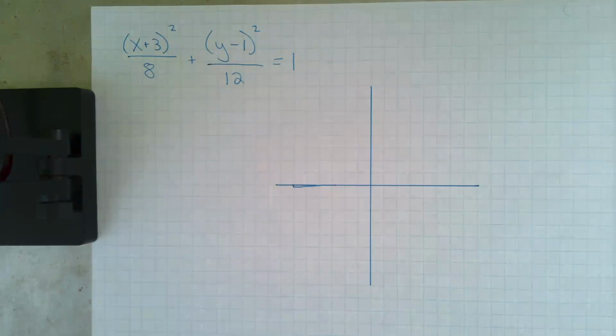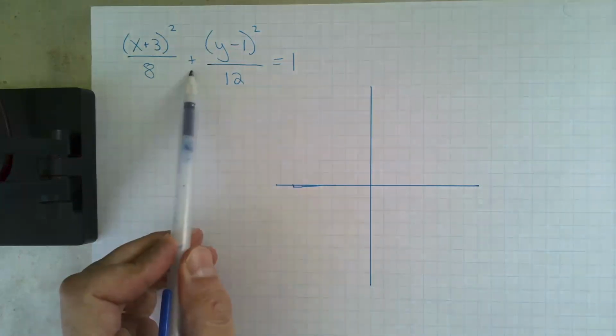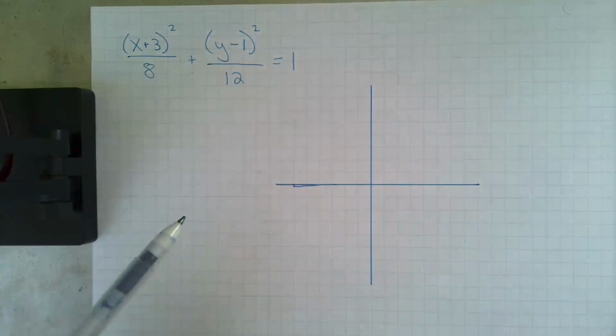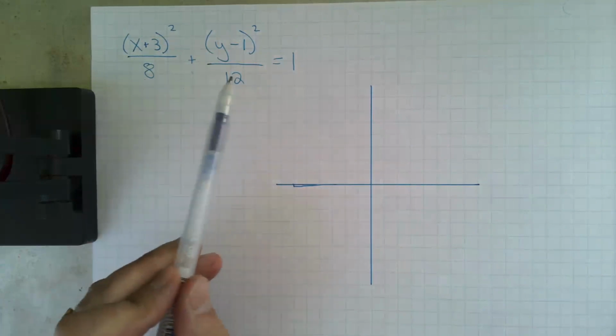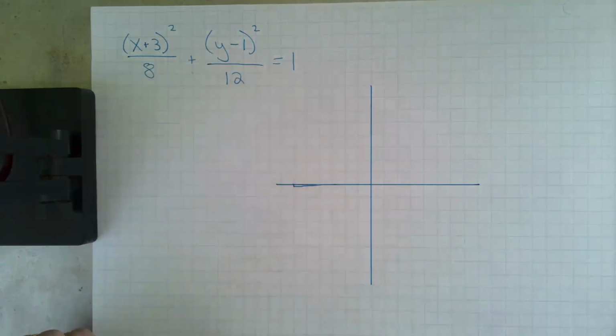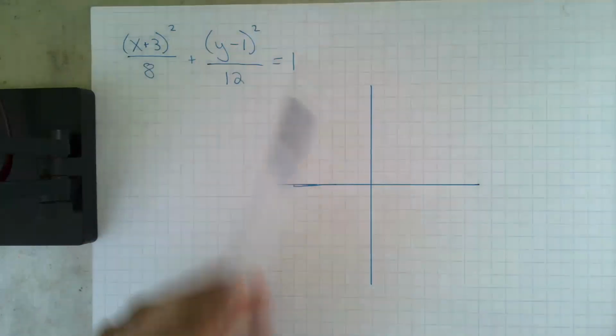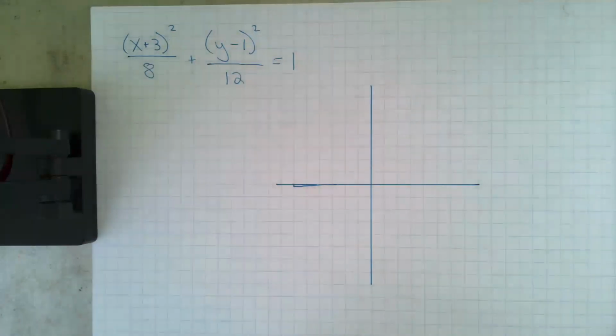The first thing to notice is that between these two squared terms, we have a plus. That puts it in the category of ellipse rather than hyperbola. The next thing to note is that we have a difference in the two denominators, and so that puts it in the category of ellipse rather than circle. And while we're at it, both of the terms are squared, which means it is definitely an ellipse, not a parabola.